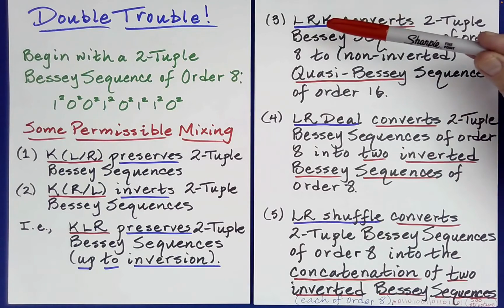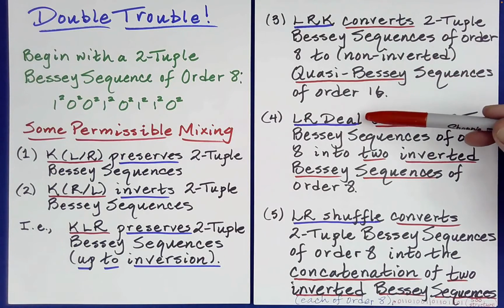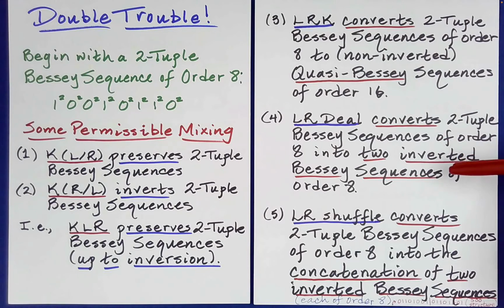So this is the LR shuffle followed by the Klondike. Okay, and that's the reverse order to the one over here. Now I do also want to remind the viewer that the LR deal, that just means a left-right deal in which you don't stack the two piles together, will convert a two-tuple Bessie sequence of order 8 into two inverted Bessie sequences of order 8. Okay. And we'll see that kind of moving forward in a few minutes.